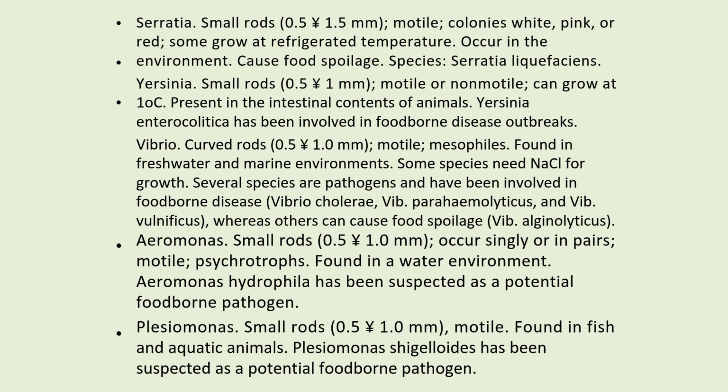Next is Yersinia. These are small rods that can be motile or non-motile and can grow at 10 degrees Celsius. They are present in the intestinal contents of animals. Yersinia enterocolitica has been involved in foodborne disease outbreaks.